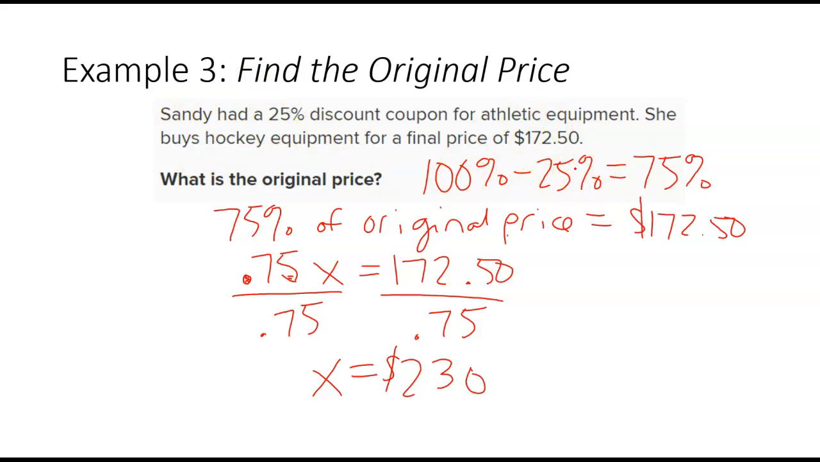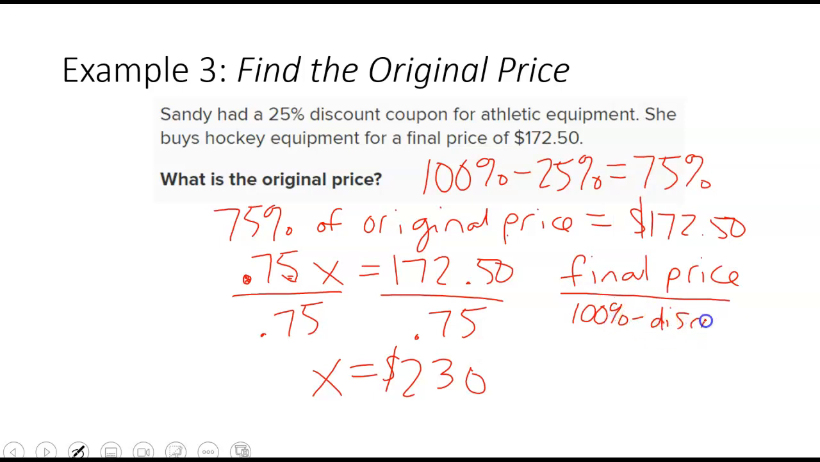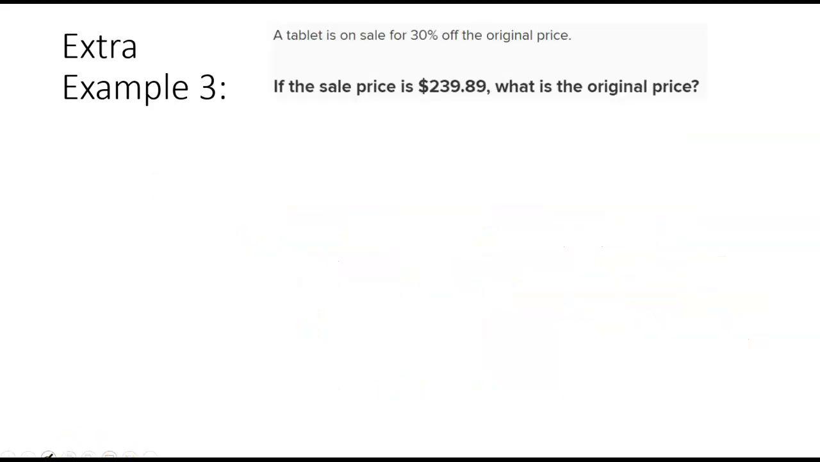So another way to think of it is this: whatever the final price is, you can divide it by 100% minus the discount. And this is essentially how you're going to set these up. The final price divided by 100% minus whatever the discount is. Because what we're really doing here is dividing by the percent we paid of the initial cost. So we paid 75% of this initial cost to get $172.50. Or we took 25% off, but taking 25% off is the same as paying 75%, if that makes sense. Let's look at another example.